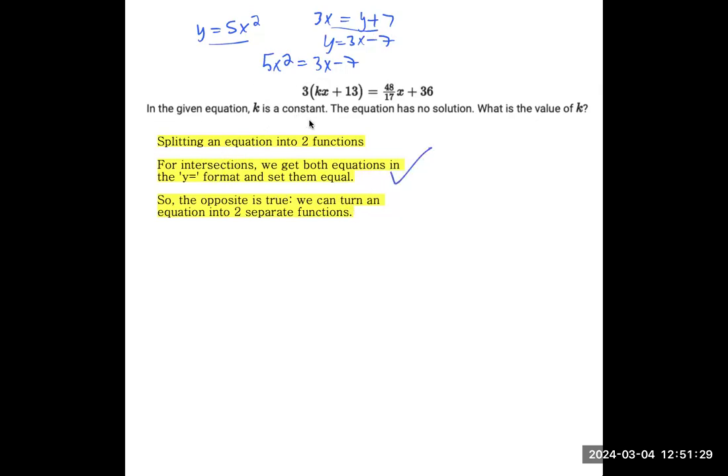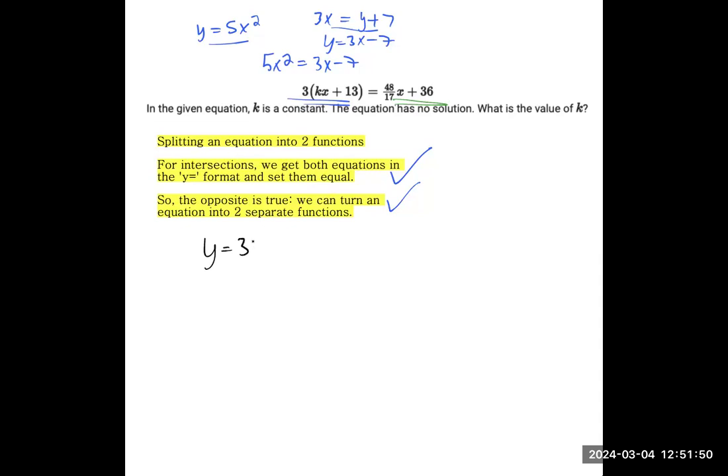So now the opposite is true. If we see an equation, in other words, two things set equal already, we can imagine that this was two functions that are being shown to us as an intersection. So we're seeing the intersection of this blue function and this green one. Really, really weird idea.